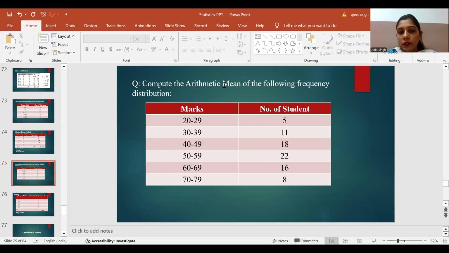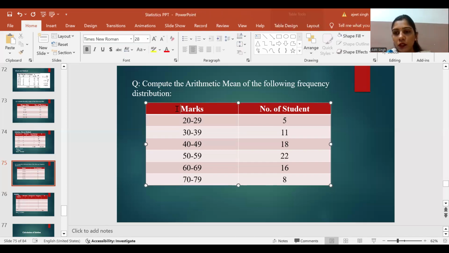Basically, when we use the shortcut method for calculating the mean, we use dx. For calculating dx, we have to take an assumed mean. We have to choose the value of the assumed mean from the values of x. In this question, we calculate the value of x from the given marks in this class interval. X is also known as the mid value of the class interval, and the number of students is already given in the question, which is the frequency f.